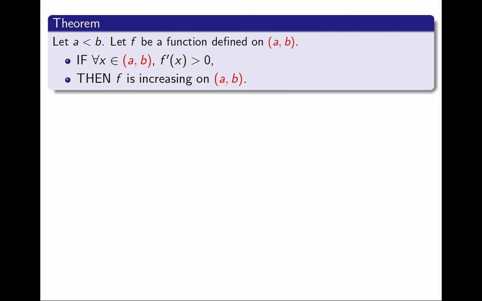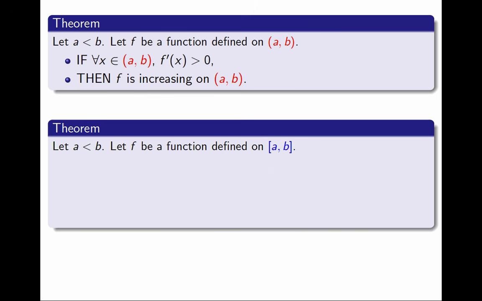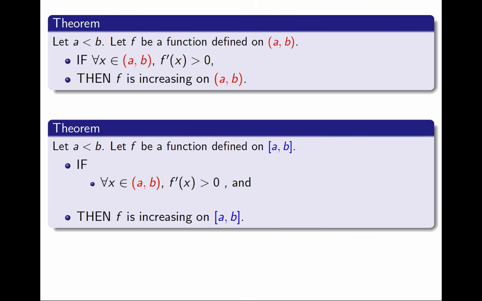There is a companion to this one. If instead I'm looking at a function defined on a closed and bounded interval [a, b], if I want to conclude that the function is increasing on it, then I only need to require that the derivative is positive on the open interval, on the interior. But on the endpoints, I need to require continuity. So positive derivative on the interior, continuity everywhere, implies that the function is increasing on the whole interval.